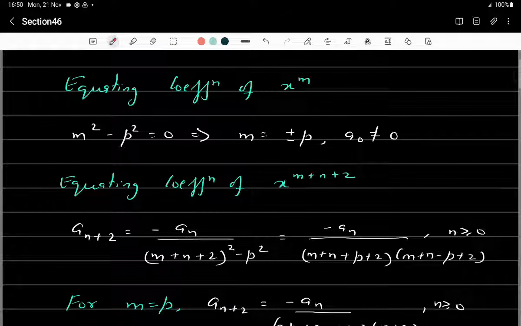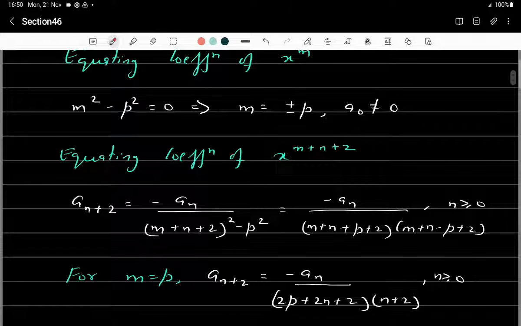If I substitute m is equal to p or minus p, you can observe here that I cannot compute a1 from this recurrence relation because n starts from 0. So I can compute a2, but a1 is missing. So it means that to proceed further, I have to compute a1 first. So first we will find the solution for m is equal to p, and later on we will find the solution for m is equal to minus p.